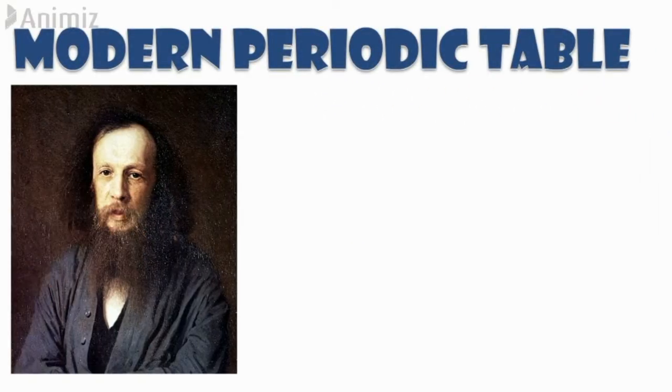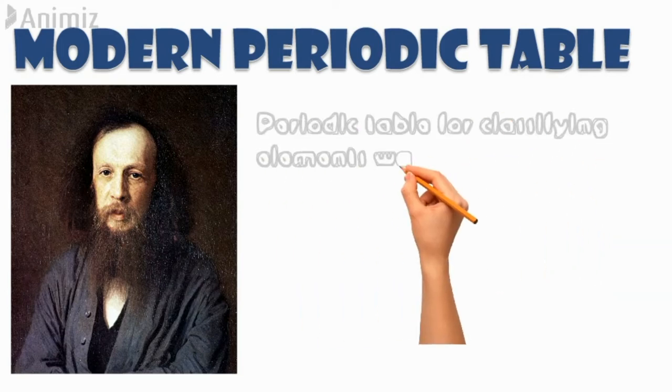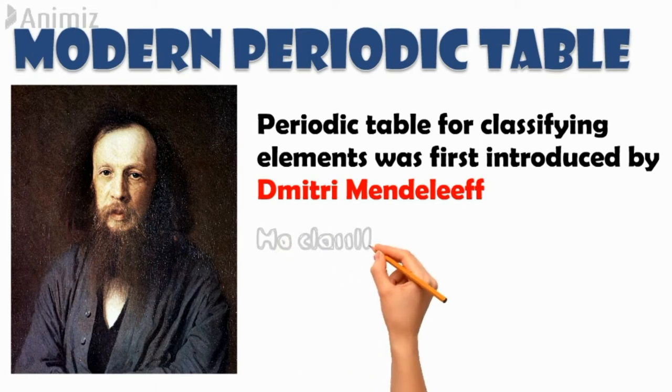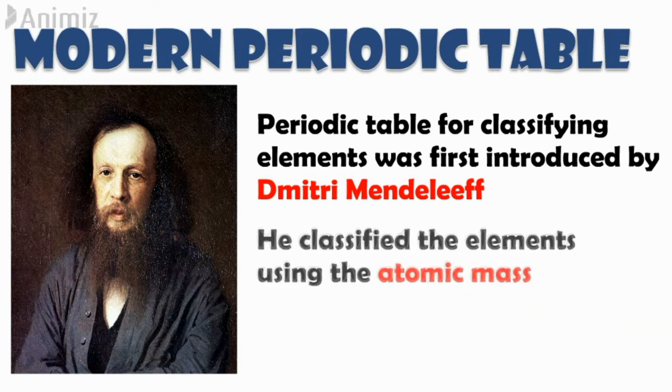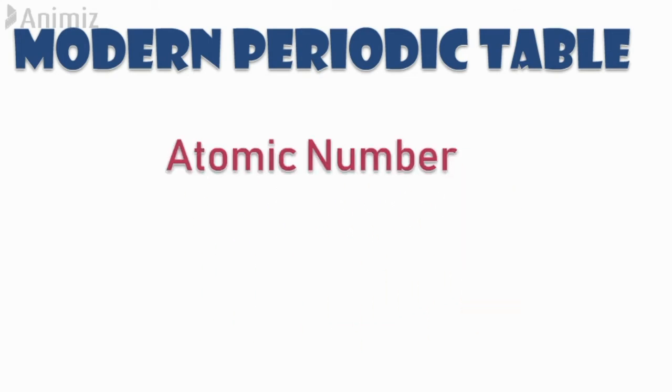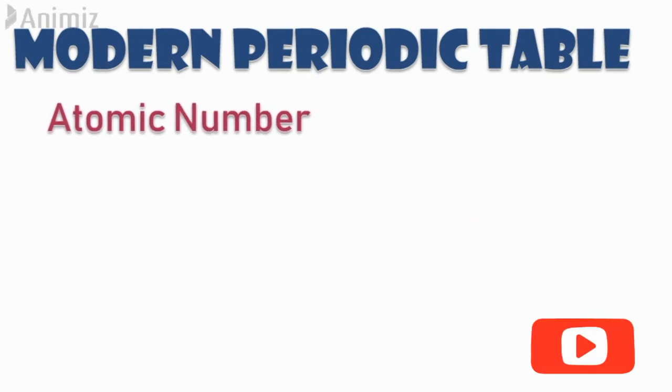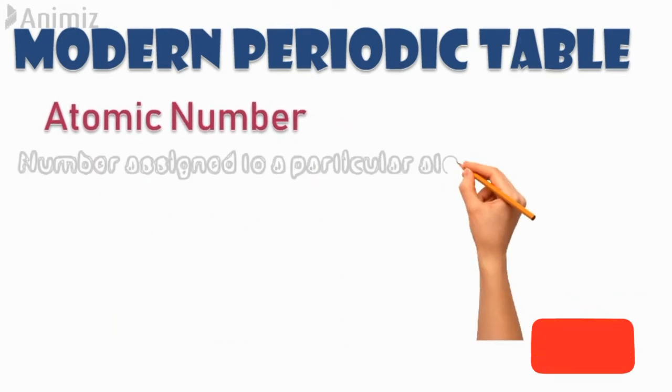A periodic table for classifying elements was first introduced by Dmitry Mendeleev, and he classified the elements according to the atomic mass. Later this was modified, and the modern periodic table was based on the atomic number and the electronic configuration. So let's see what an atomic number is.